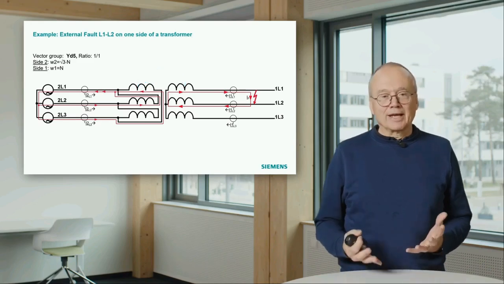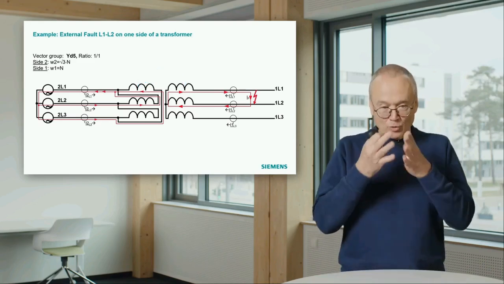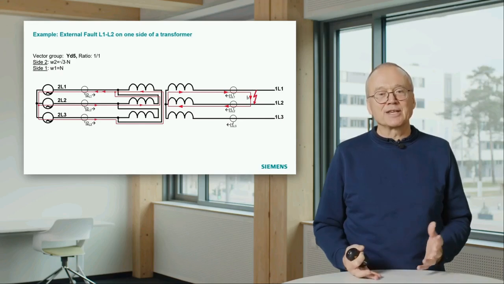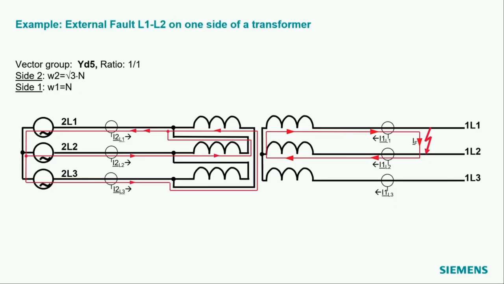And if you draw these arrows and look at how the current flows on the left side, you suddenly see that on the right side we have a two-phase fault, and on the left side we have short circuit current flow in all three phases. And that is just the physics of the transformer.